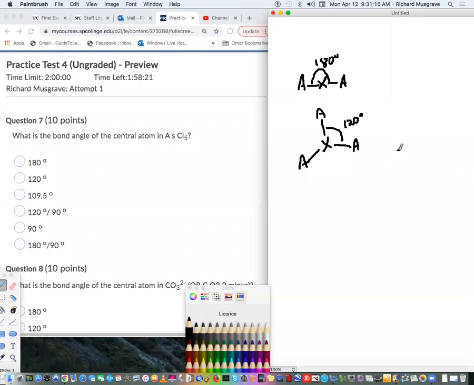I will admit the tetrahedral is a little bit more of a challenge. Now, when I do these dashed lines and wedge lines, what I'm trying to do is represent three-dimensionality. The dashed line is going back into the page, the wedge line is coming out of the page. So that's a three-dimensional situation, that's 109.5 degrees. I can't really give you a good reason for that because it is in three dimensions and it is a bit harder to represent a reason for that.